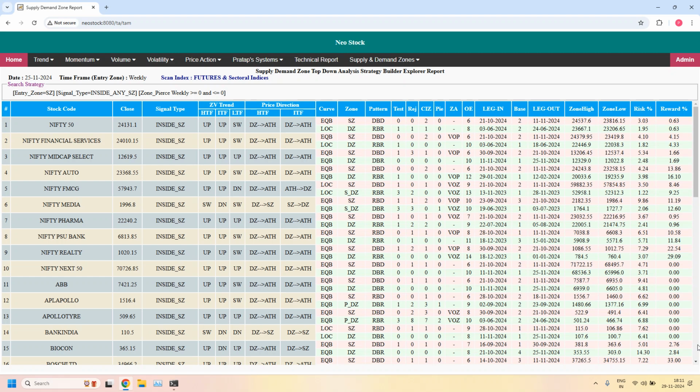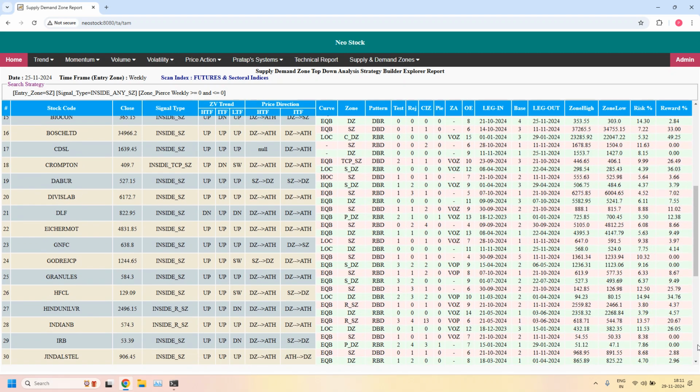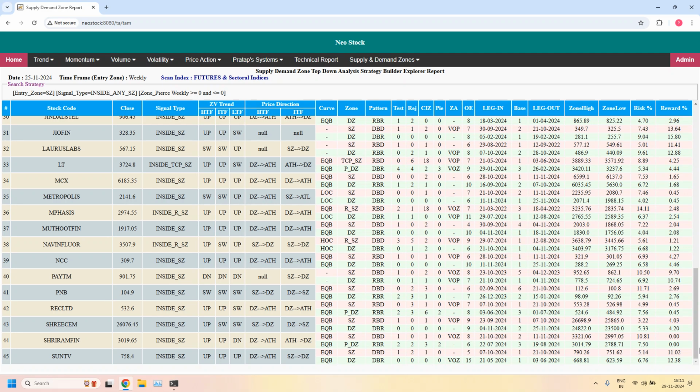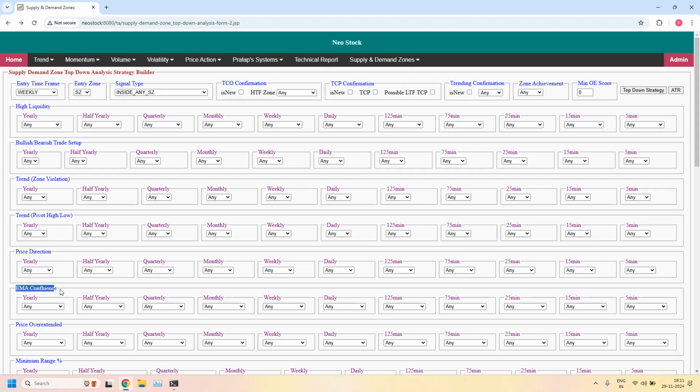So I'm scrolling the list down. Further I am scrolling the list. So total 45 weekly supply zones are filtered. So we can identify high probability setup weekly supply zones. One approach is based on the high liquidity zones, and another approach is based on EMA Confluence. Let's verify in the EMA Confluence.